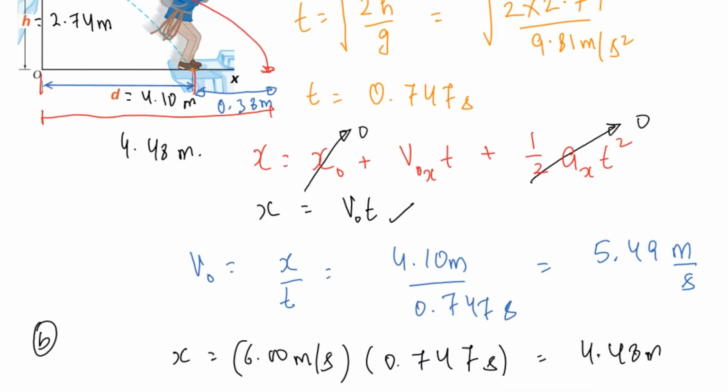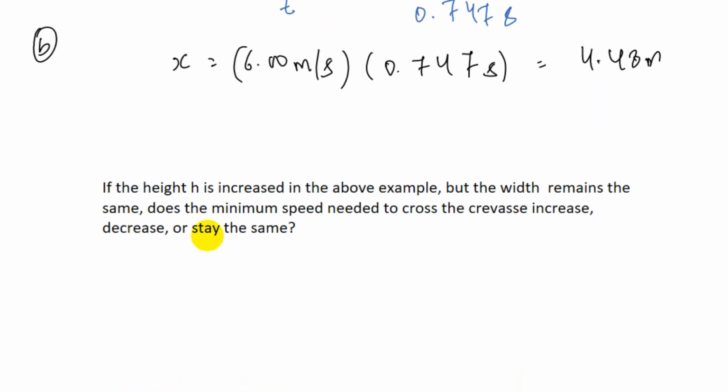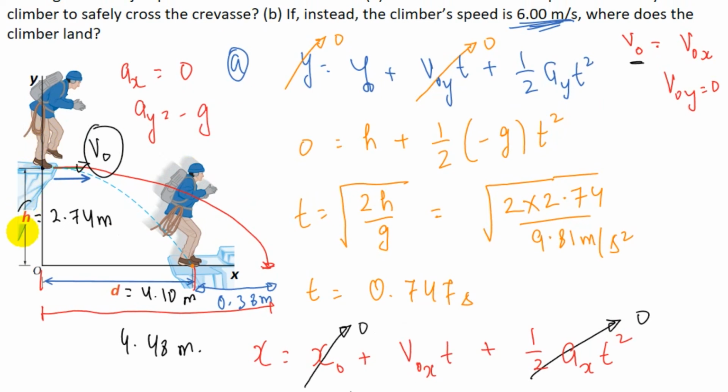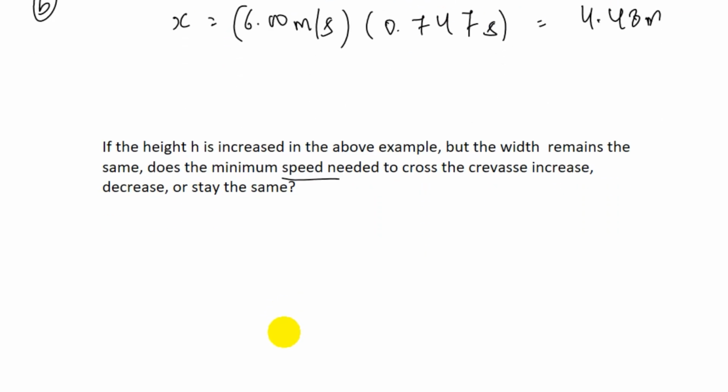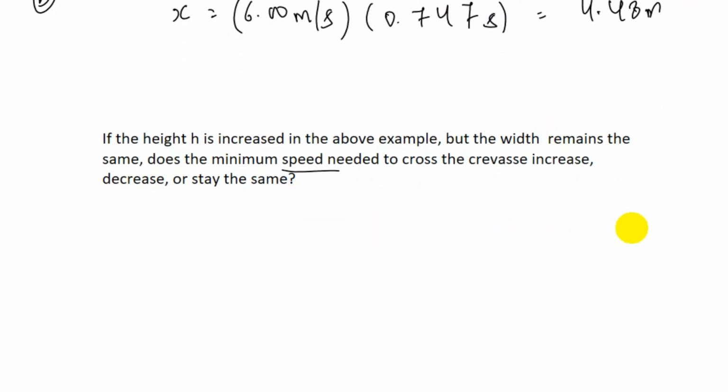Now next I'll give you one practice question, and the question is this. If the height h is increased and this distance, the width, remains the same, then does the minimum speed needed to cross the crevasse increase, decrease, or stay the same? You have to write the answer in the comment box below, and if you find any confusion, I'll give the answer separately. So this is all for this video, and in the next video we'll discuss general launch angle.